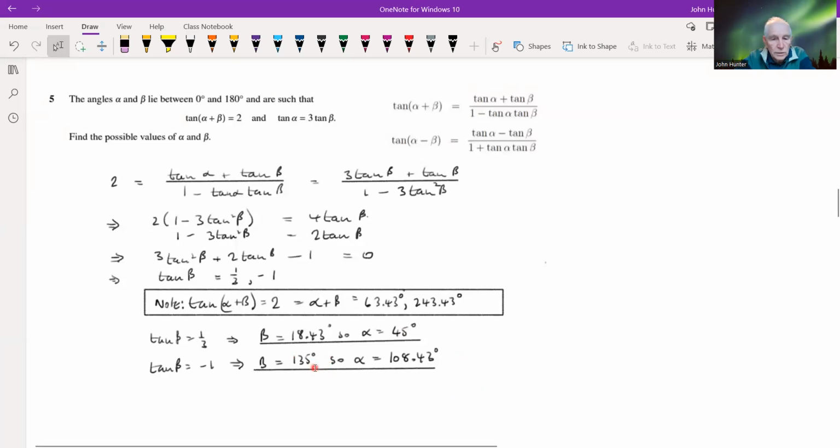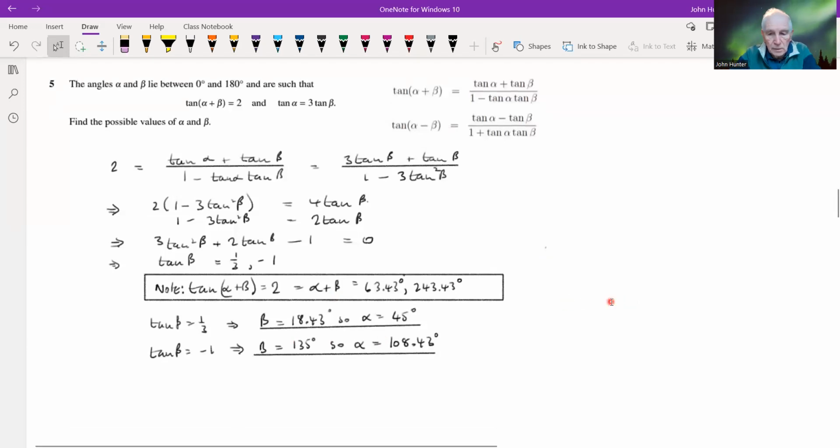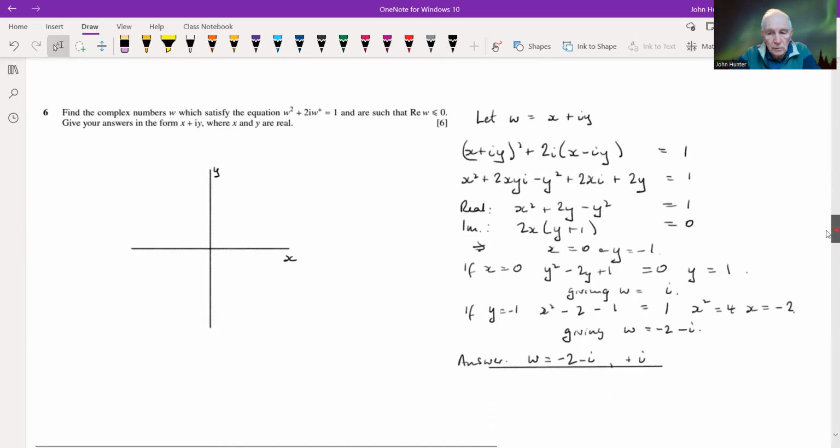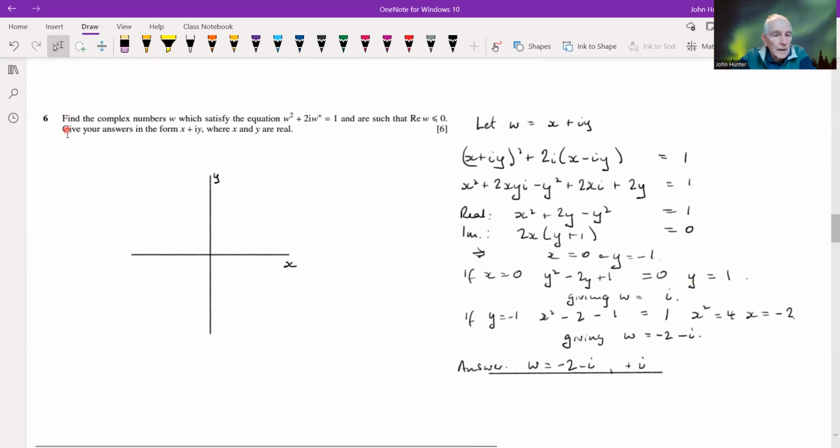And if you wanted to check, you could substitute both of those into these and they check out. And similarly, you could substitute both of those in and you will find that these check out. Okay, so that's 5 of them, and we're just going to have a look at this one, which is another complex number question.